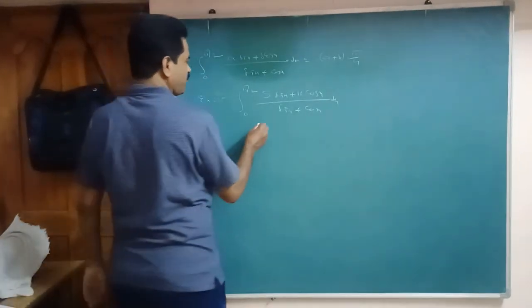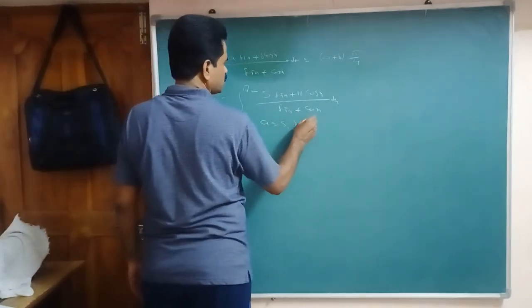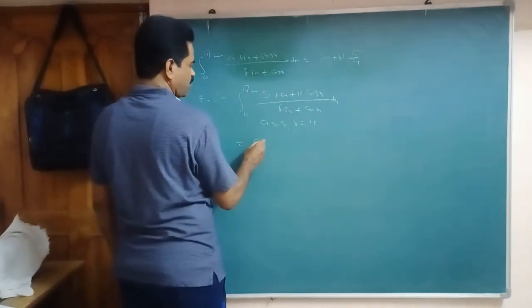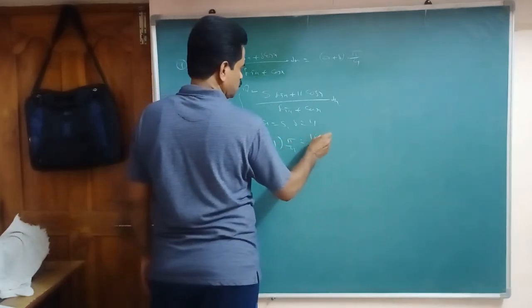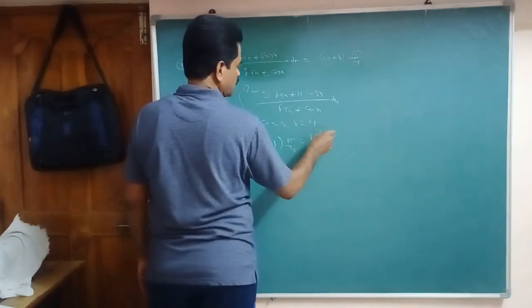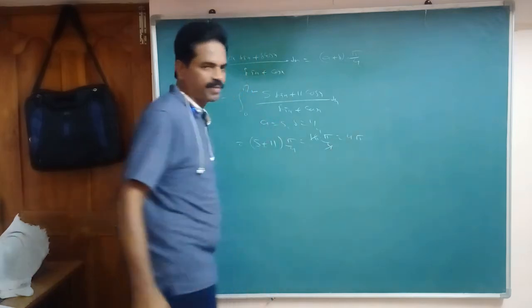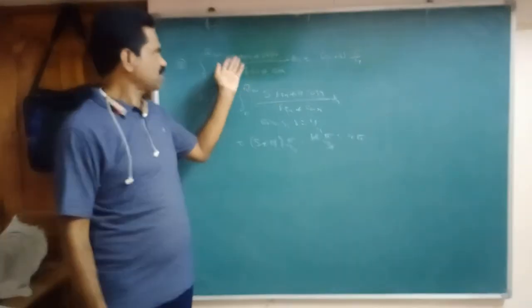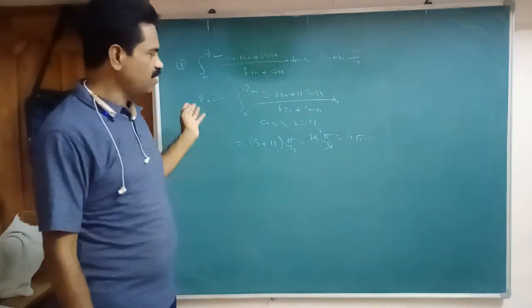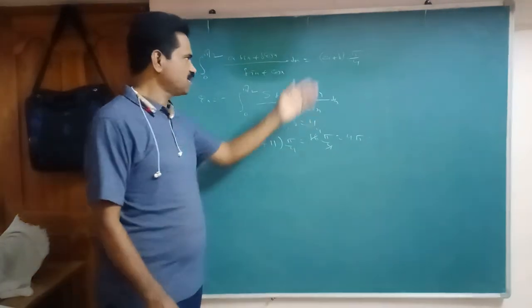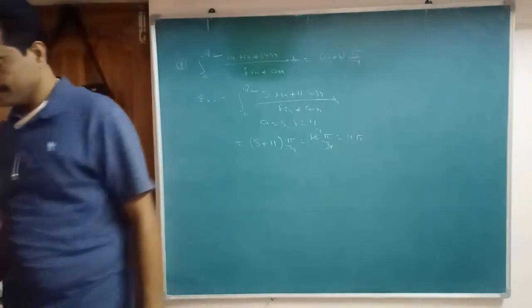Comparing here, a value is 5 and b value is how much here? 11. That is (5 plus 11) into pi by 4. That is 16 into pi by 4. 4 4s, it is how much here? 4 pi. Similarly, in place of sin cos, we can write tan cot, and sec cosec, all give the same values, that is (a plus b) into pi by 4.